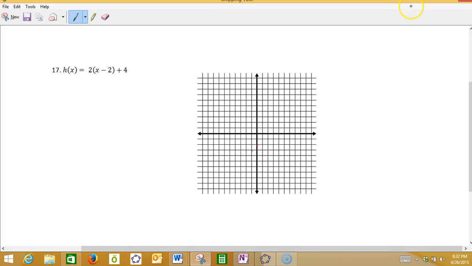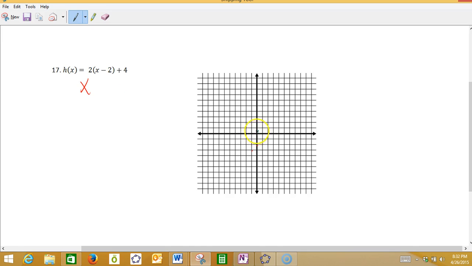Okay, so now trying to identify the parent function here. We have a quantity with x in it. It's not getting squared, it's not getting cubed. These aren't absolute values. We're not raising 2 to this x minus 2 power. So this is going to be a linear pattern, right? This is going to be our parent function, just x. Put in a number, get out that number.